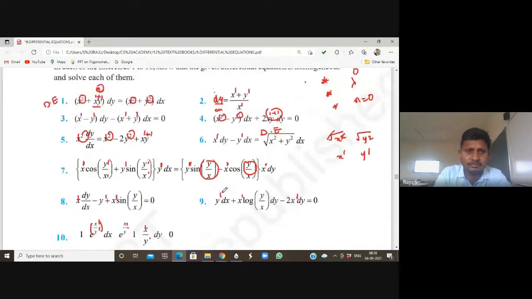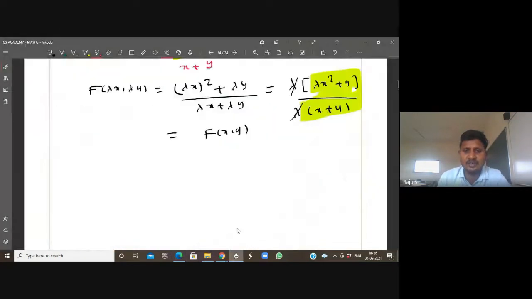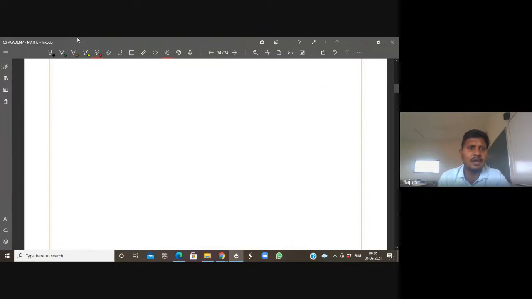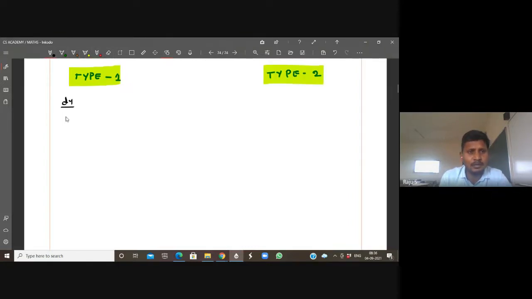There are two types of differential equations. Type 1 and type 2. What are the two types? The first one, dy by dx is equal to f of x comma y. The next one, dx by dy is equal to f of x comma y. Whenever it is dy by dx, with the help of the substitution method, we'll get the solution.